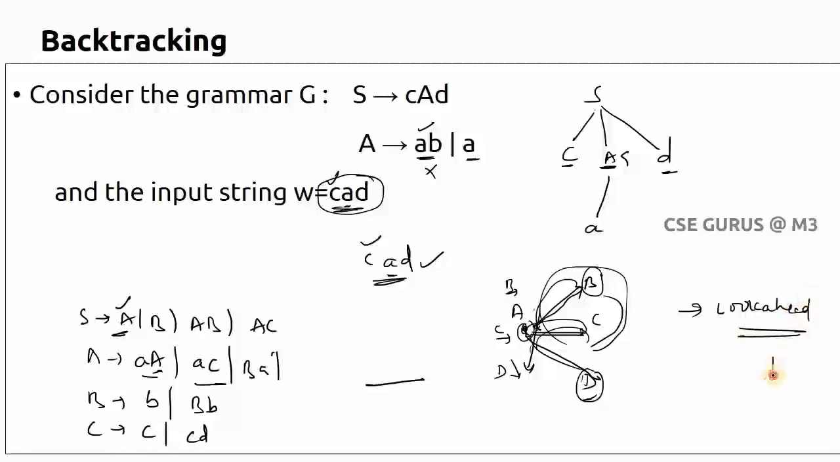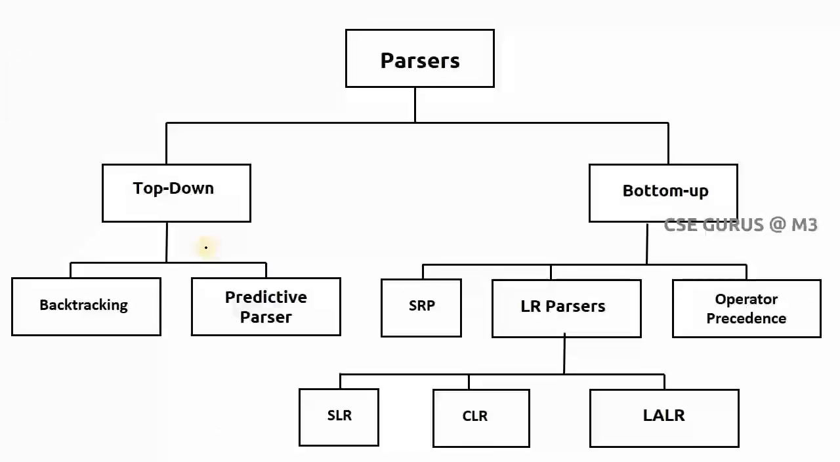So this concept we will use in the next type of parser, that is what we call predictive parsing. So to avoid the complications in backtracking, we'll go to the next one, the predictive parser.